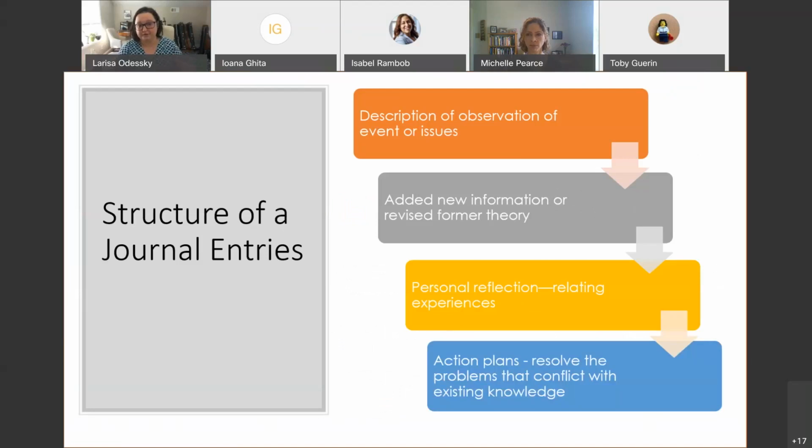And structure of journal entries: yes, we all have the description, but the second step should be, what new information or revised former information did you have? Then your personal reflection and the action plan. I think that's the key that I'm missing. What is your action plan on this?